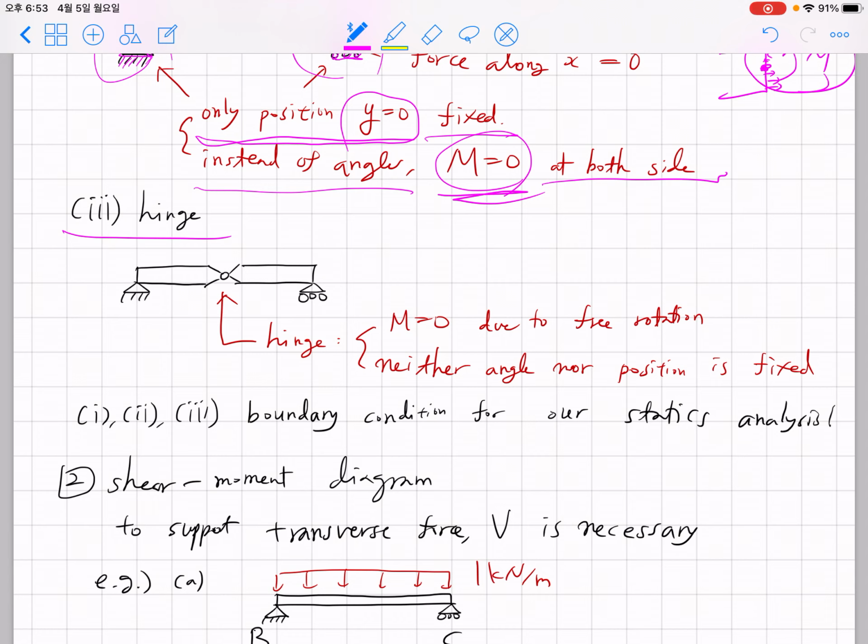And as a third beam support, you're gonna encounter hinge support. In hinge support, you can see that there is no side wall, so it visually means that M must be 0 due to the free rotation. Here this O shape means free rotation, and because there is no side wall, M must be 0. That's what this hinge visualization means, and neither angle nor position is fixed when you encounter hinge.